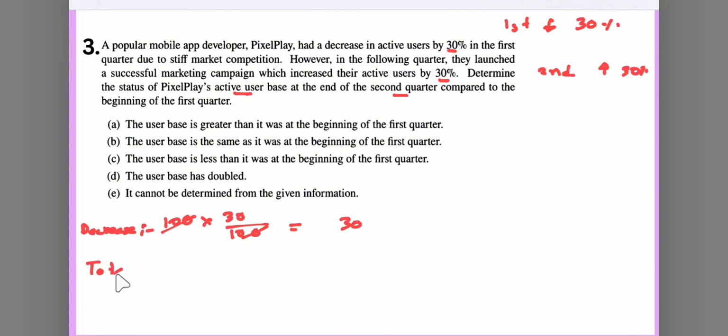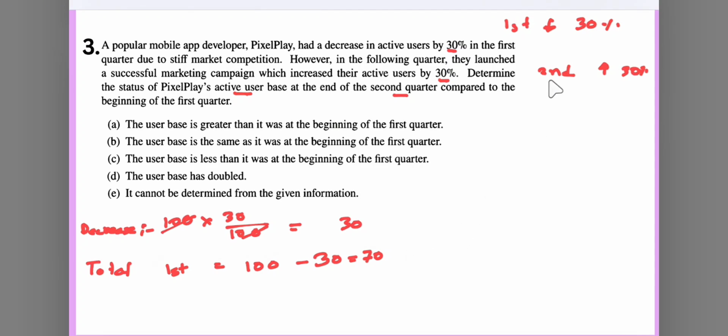So what is the total user after the decrease? Total after the first quarter is 100 minus the decrease of 30. So the total users after the first quarter is 70.